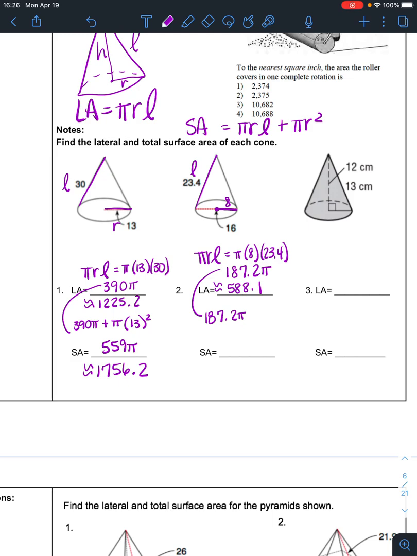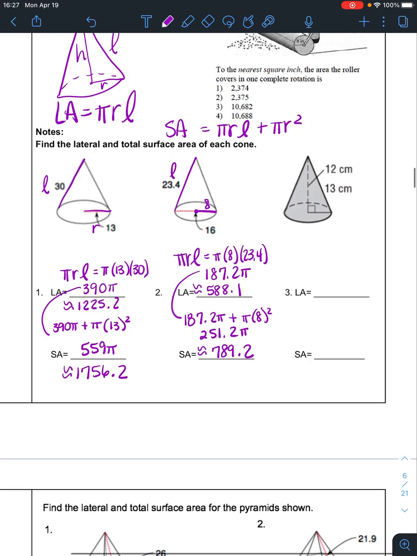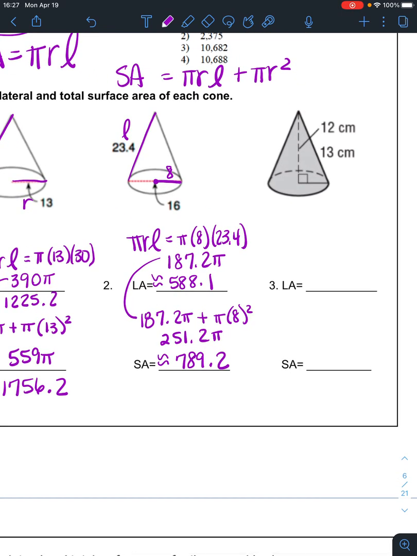Surface area would be to take that lateral area, 187.2. That's the benefit of leaving it exact, you don't have to carry all those decimals out. And then you add the bottom circle, so that would be pi times 8 squared. So if I add 187.2 to 64, which is what 8 squared is, I get 251.2 pi, or 789.2 approximately.